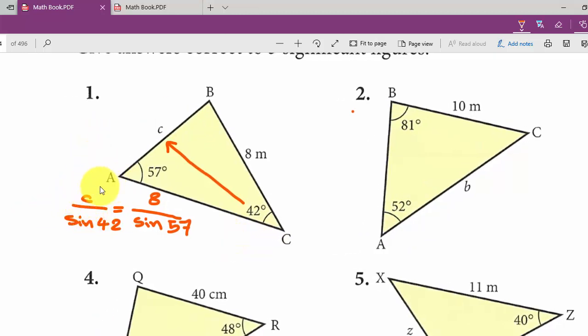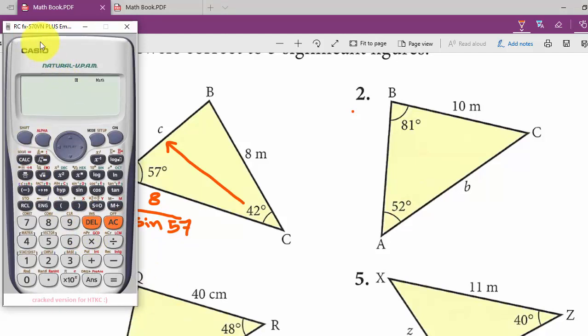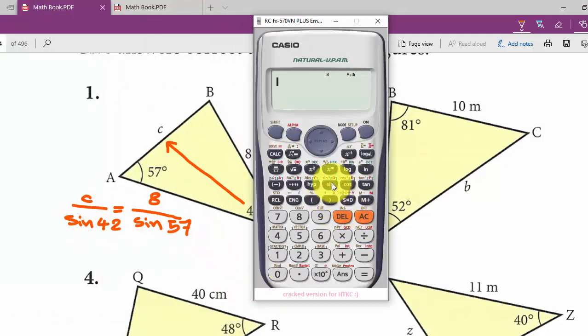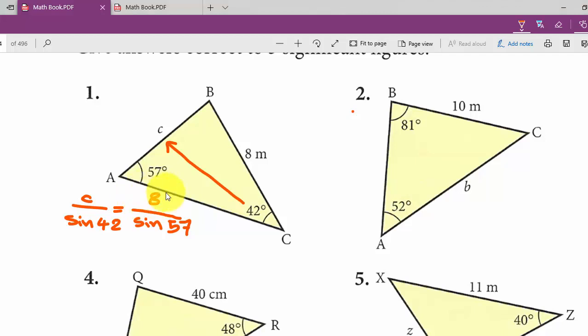Now to find C, let's find sine of 42. Then sine of 42 is equal to this decimal. And to find C, we have to multiply this result by 8 and then divide the result of multiplying sine of 42 by 8 by sine of 57. It straight away gives side C.